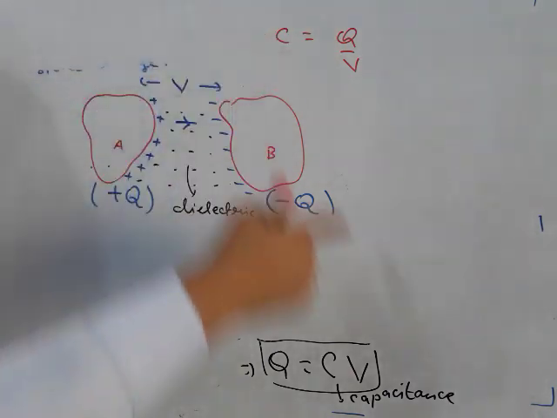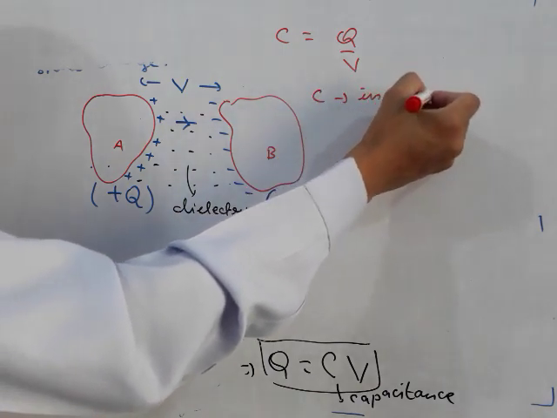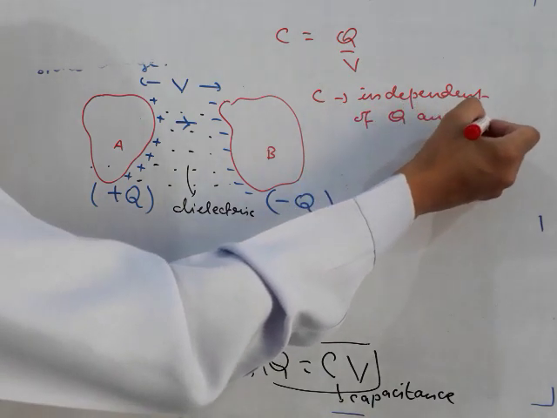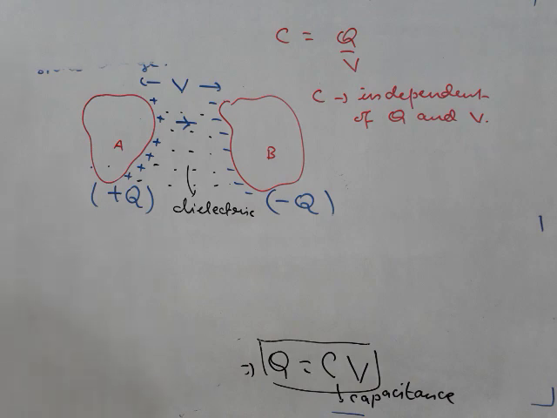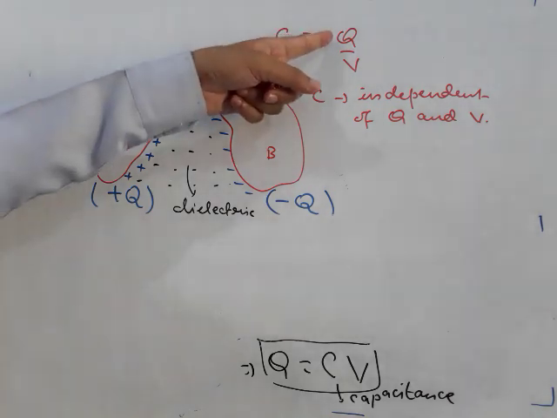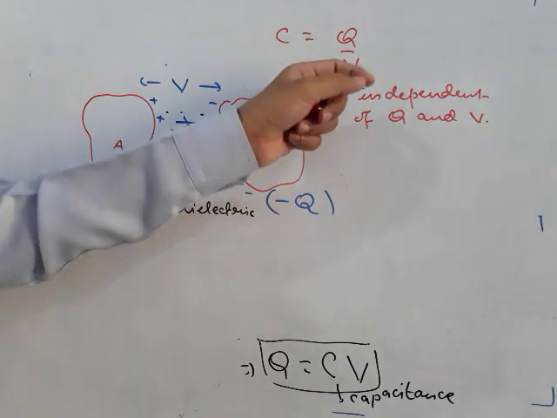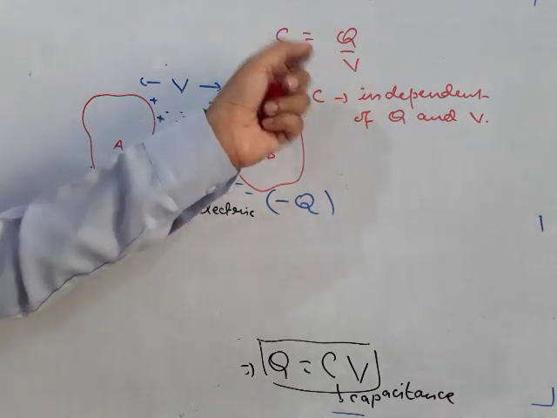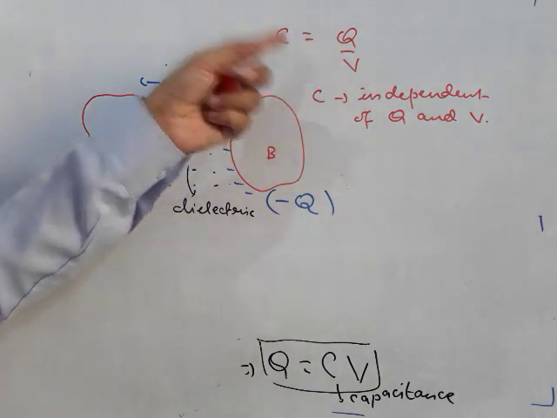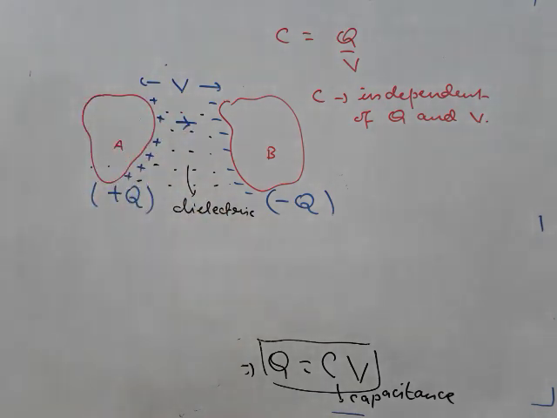This constant C, which we have called capacitance, you should remember students, is independent of both Q and V. If we increase V, Q will also increase proportionally such that the ratio Q by V remains the same. For example, if you double V, then V becomes 2V. Automatically Q will become 2Q, such that the ratio becomes 2Q upon 2V, which is the same as Q by V, that is C. So C is not going to change by changing V or Q.